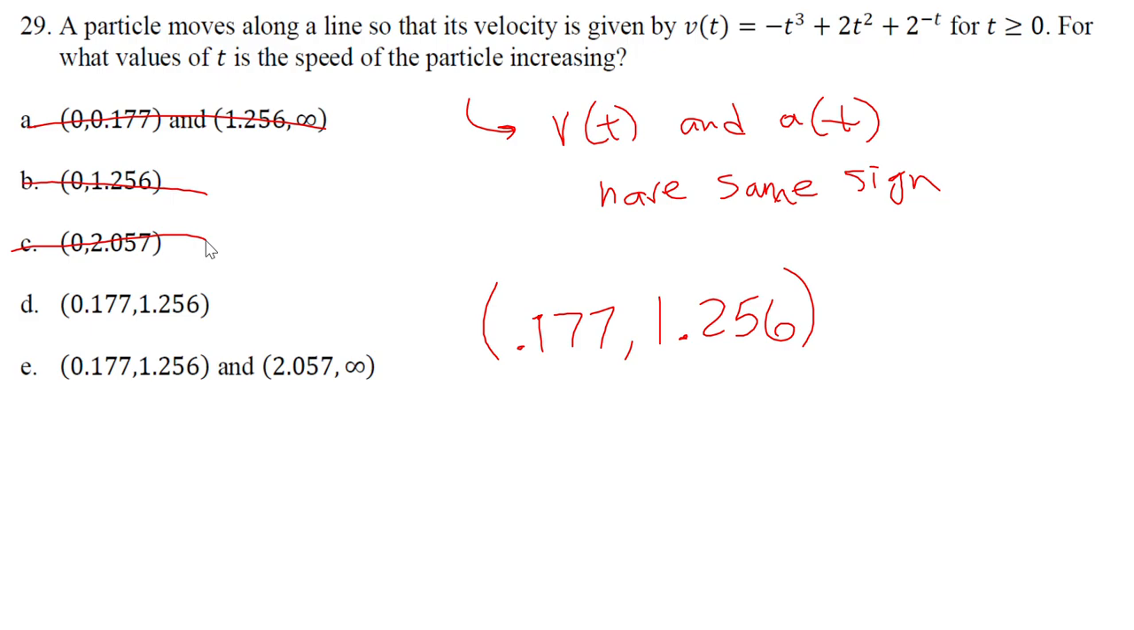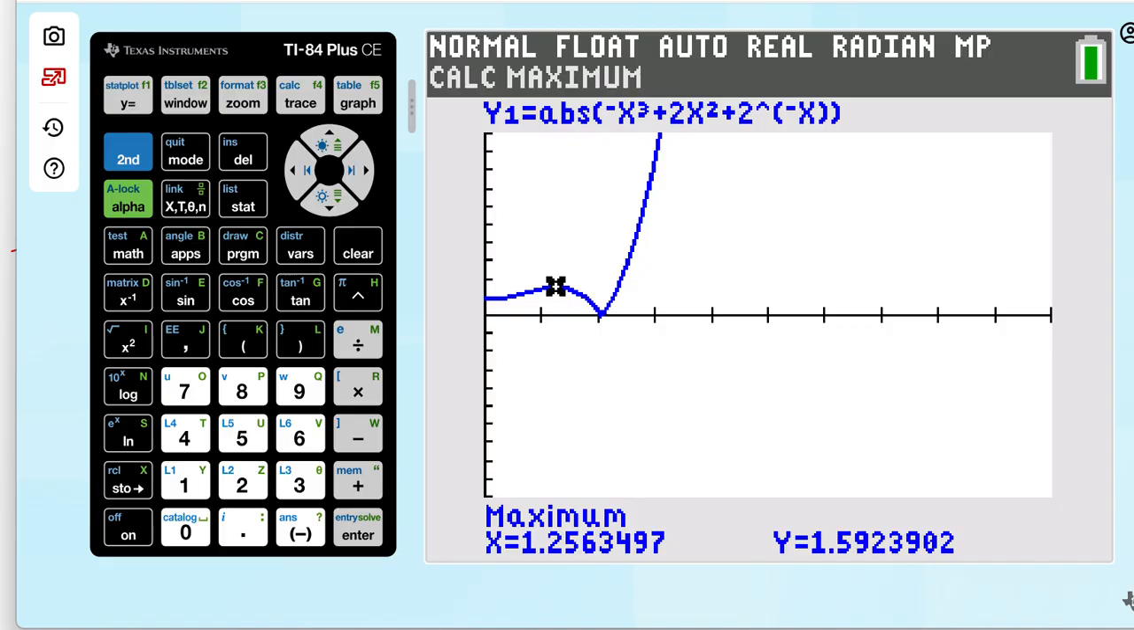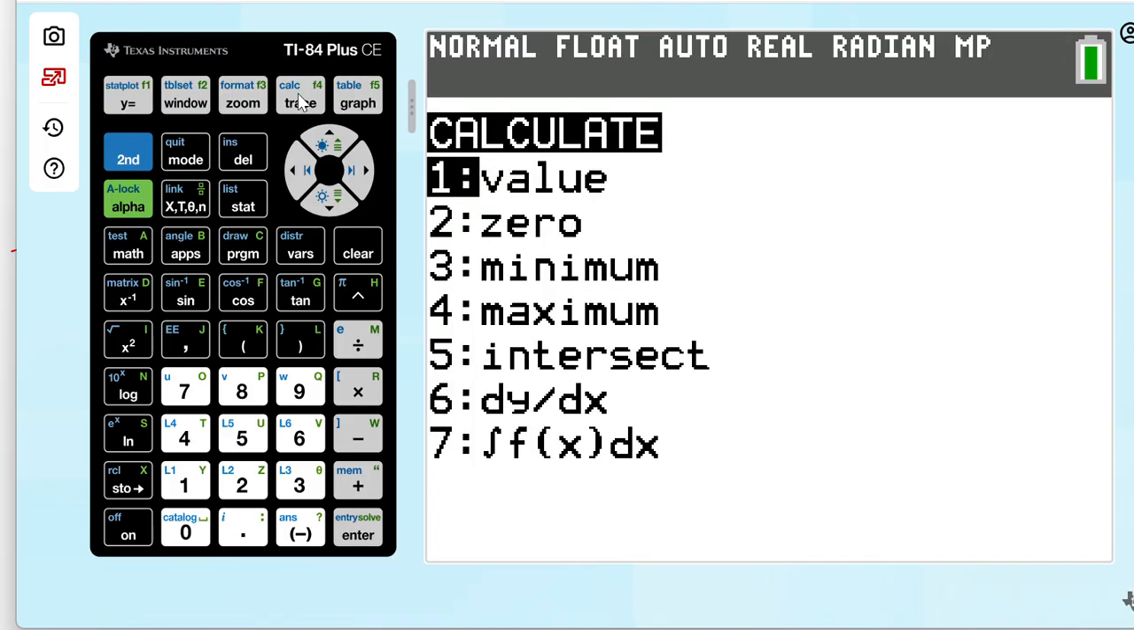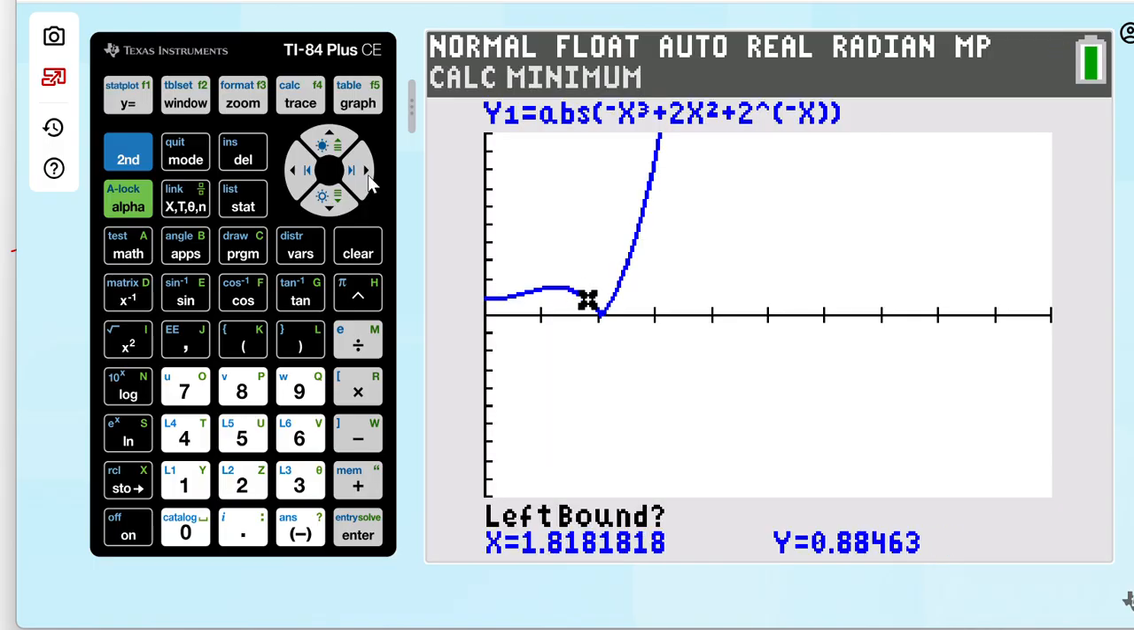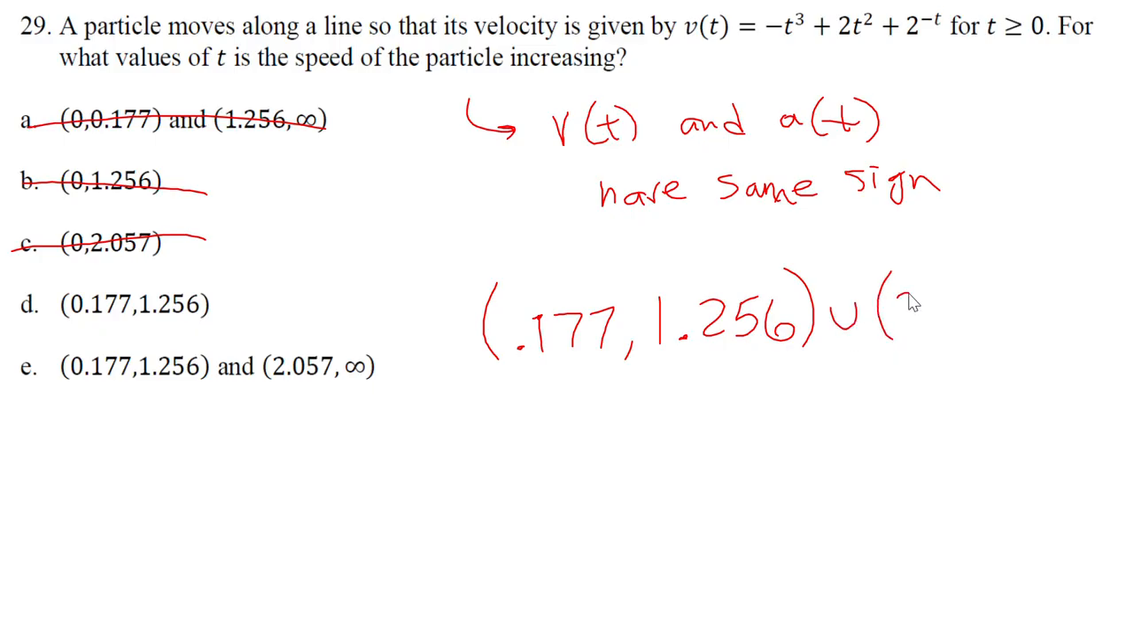And I think we can pretty much see that it's going to be option E, because if we look back at the graph, we can see that it starts increasing again around 2. Now, we'll just show that that is the value that was given to us. We're going to pick option 3. We'll calculate our minimum. We'll go over close to the minimum, hit enter. Scroll to the right of the minimum, hit enter once more, and see that it starts increasing again at 2.057.